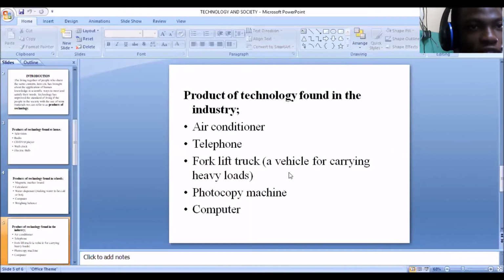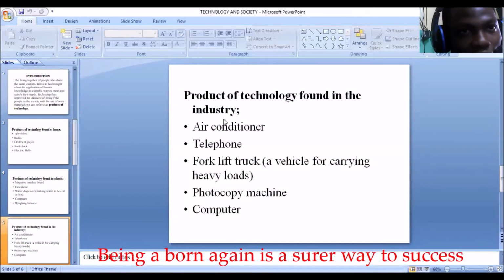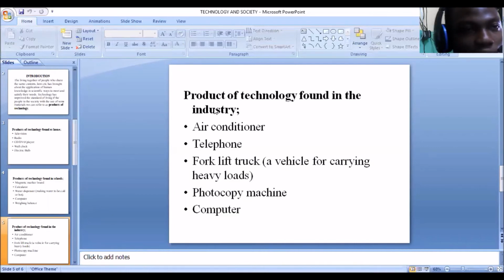Now we're going to the products of technology found in industry. And I believe we understand what industry means. That is a place where work is being done, like where things are being made. Examples of industries include you have your cement industry, you can have an industry where they produce cars, industry where they produce automobiles. All these industries, they require products of technology to function.